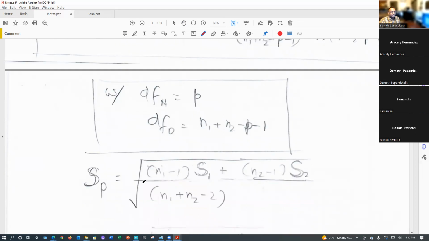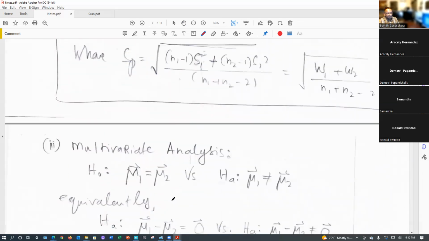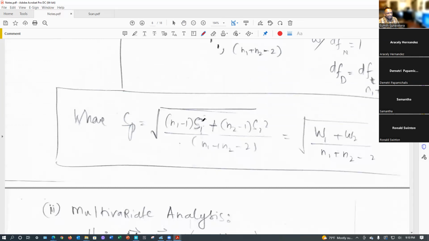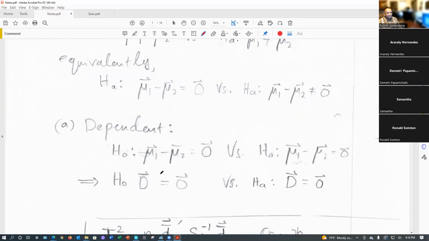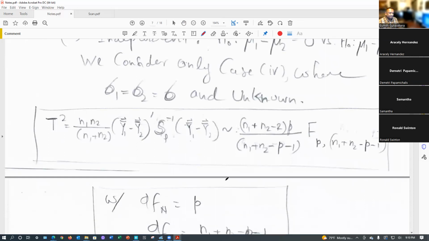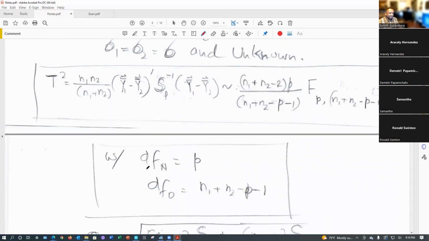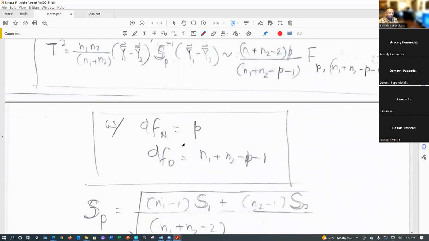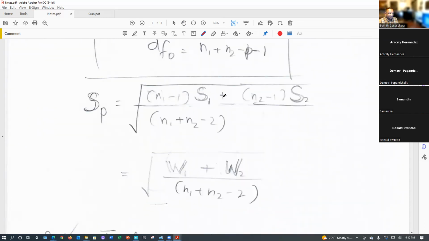And SP is nothing but n1 minus 1 times the covariance matrix of the first group plus n2 minus 1 times the covariance matrix of the second group, over n1 plus n2 minus 2. In the univariate case, you have just a number, but now we don't have a number because several variables are taken into account in the first group, and so with the second group. This part is replaced by W1, and this part replaced by this one.